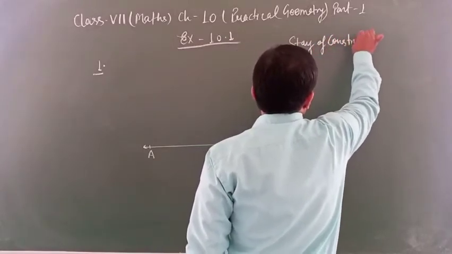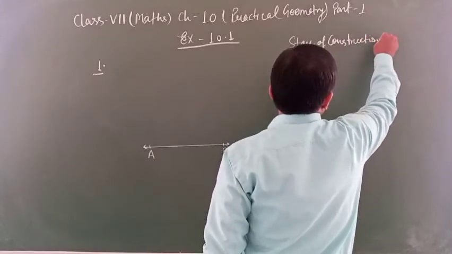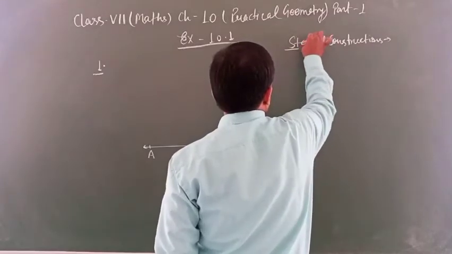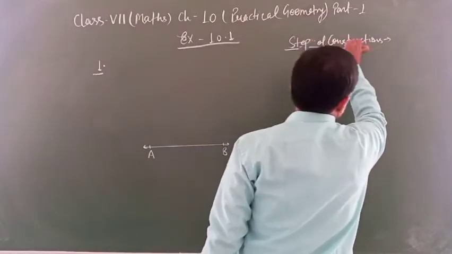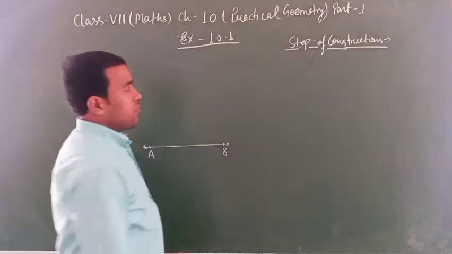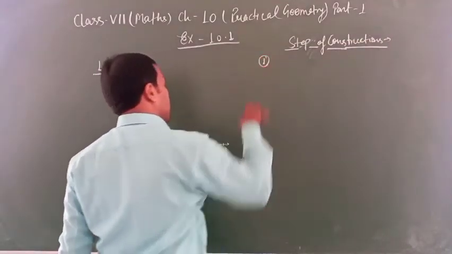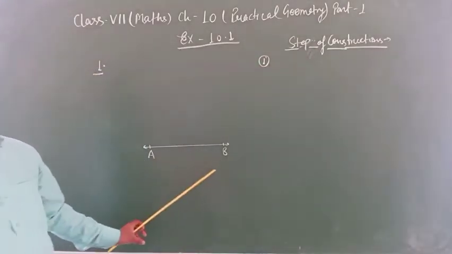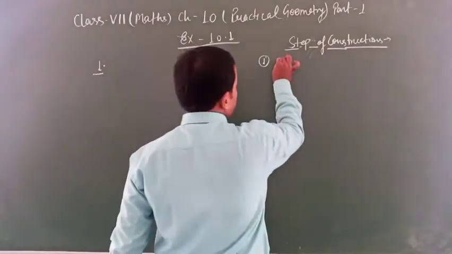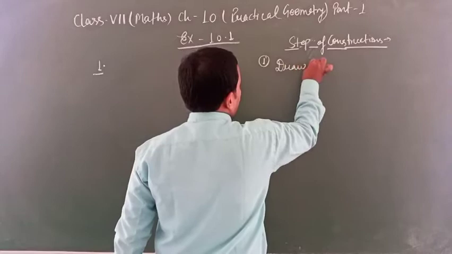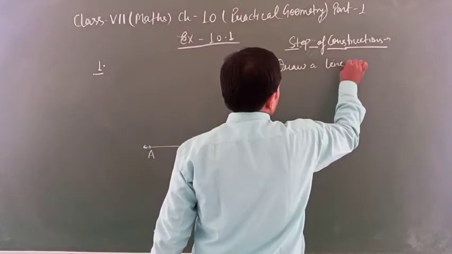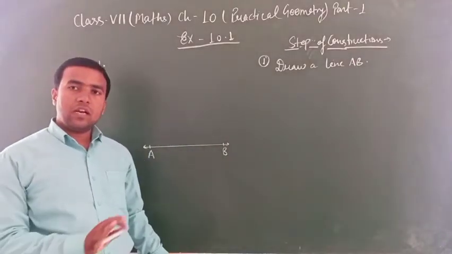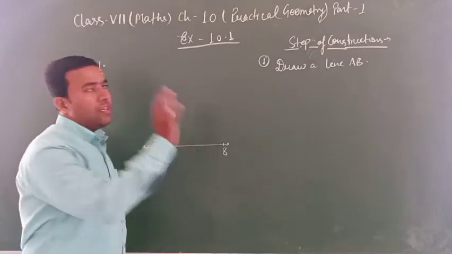I am telling you how you will write the steps of construction. So the first point, what will you write? First point means what you have done firstly. Draw a line AB. Whatever you have done, that much only you will write. So: draw a line AB.